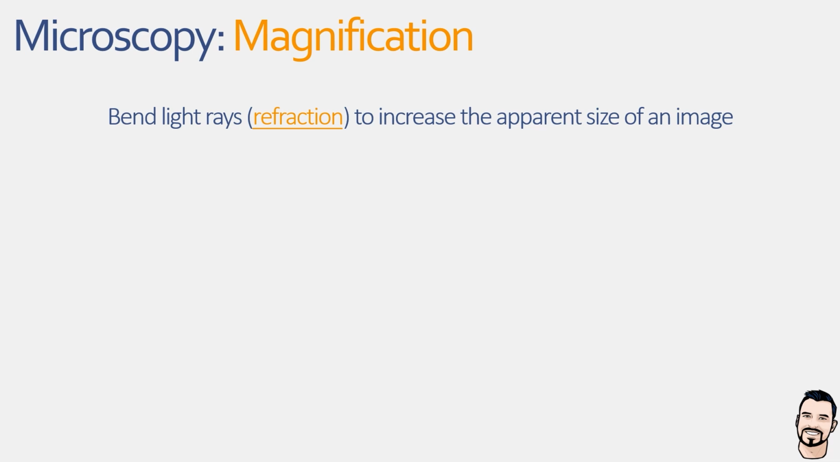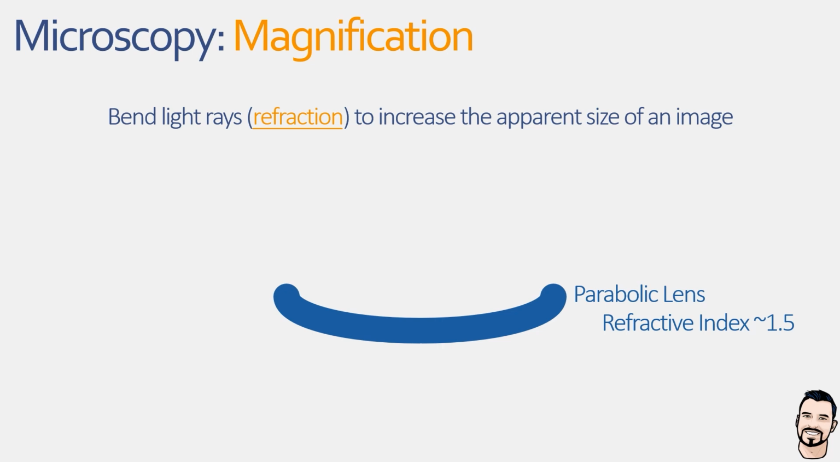And so for microscopes to produce a magnified image through refraction, they rely on parabolic glass lenses. These lenses have a curved shape and a refractive index of around 1.5, which means they slow and bend the light as it passes through it. Now, the refractive index is a measure of how much light changes direction when moving between two different materials, and so the higher the index, the slower the light moves and the more the light will bend.